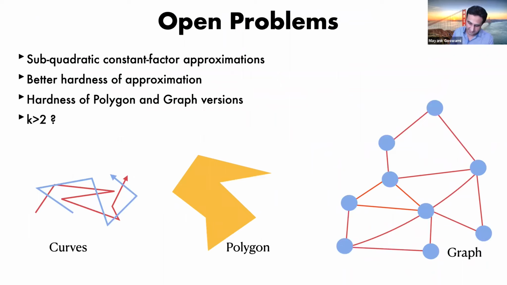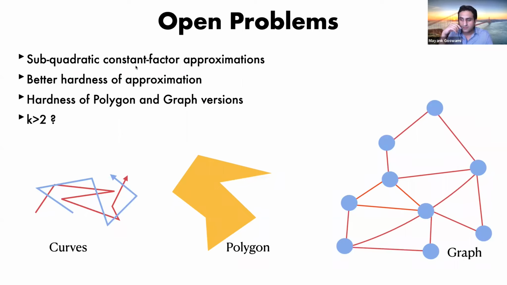It's basically a flipped version of Frechet, and Frechet has so much work behind it that you can make many open problems. The ones most interesting to us are their subquadratic time constant factor approximations. So we don't know that, or can we? If there aren't, then is there a better hardness of approximation?